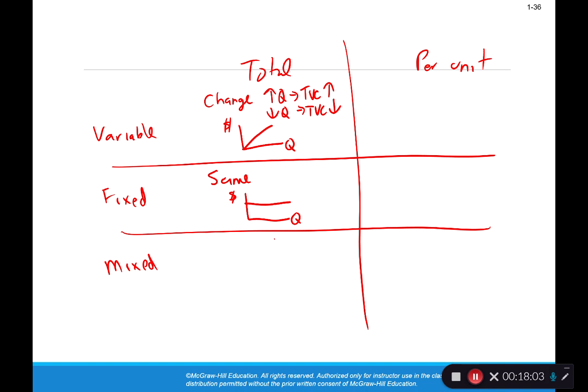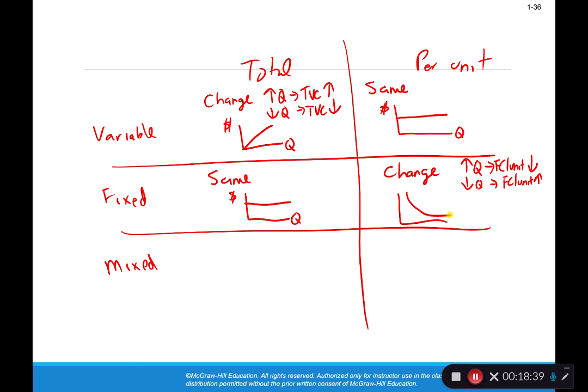Then on a per unit basis, they flip. So variable cost changes in total, but on a per unit basis it stays the same, which means it now looks like that fixed cost line. Fixed cost in total stays the same, so the opposite on a per unit basis means it changes, and the relationship is inverse. As quantity goes up, fixed costs per unit goes down. As quantity goes down, fixed costs per unit goes up. And again, that looks like this.